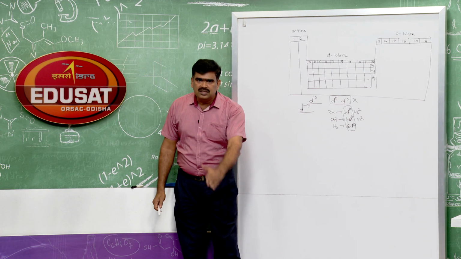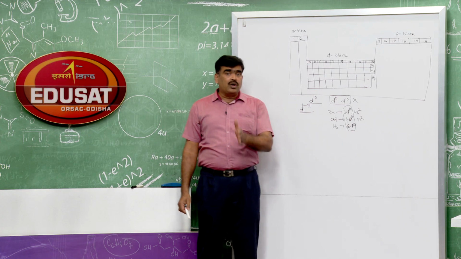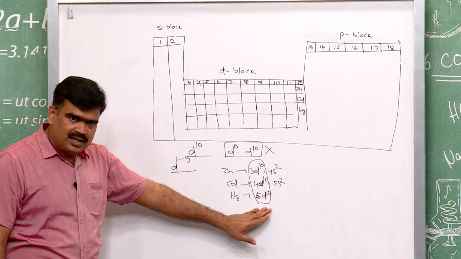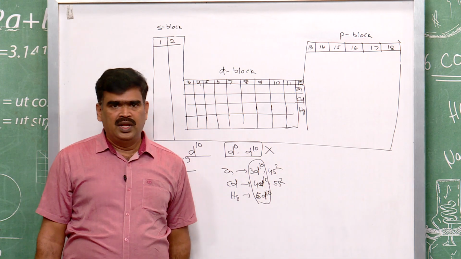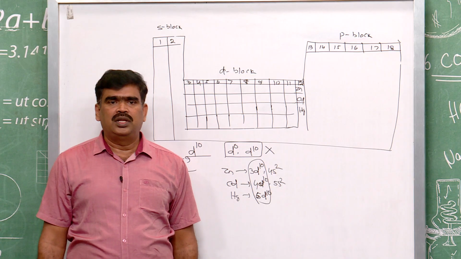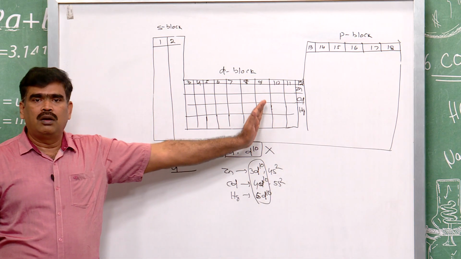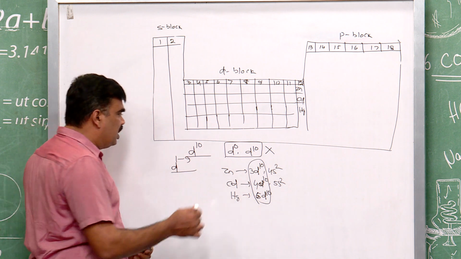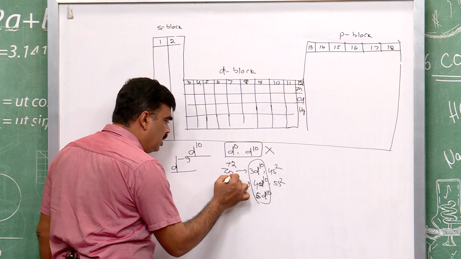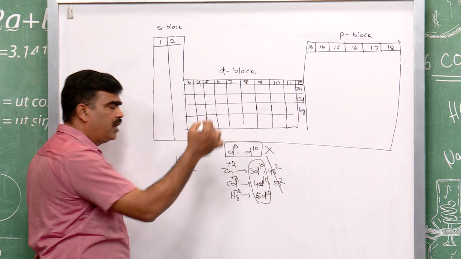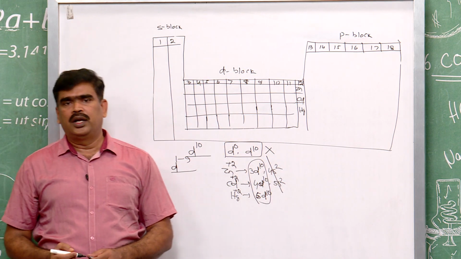Can we call them transition metals? What is your answer? No. They do not fulfill this criterion because they contain 10 electrons in their d subshell. So they are not called transition elements. Even in their stable oxidation state, they contain d10 electrons.